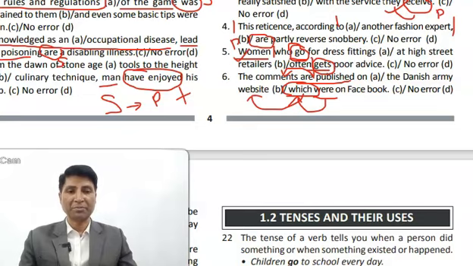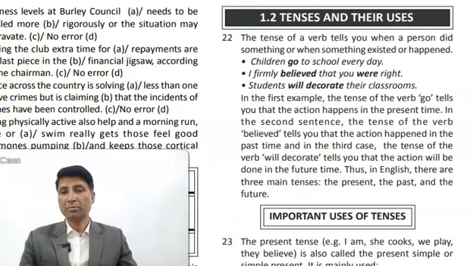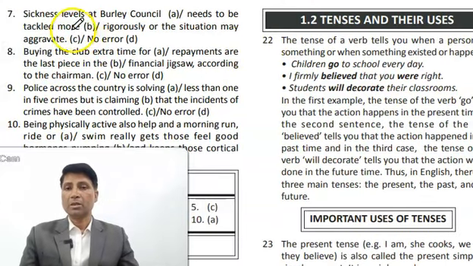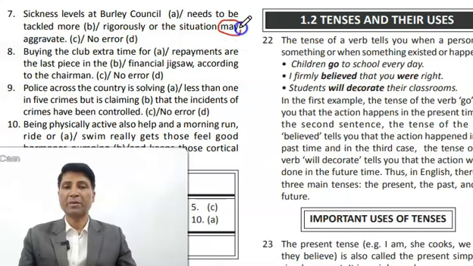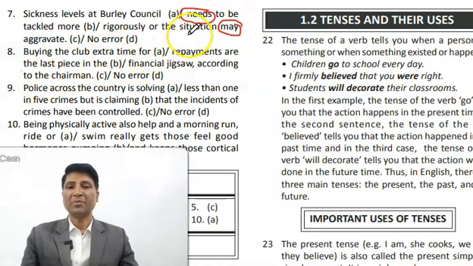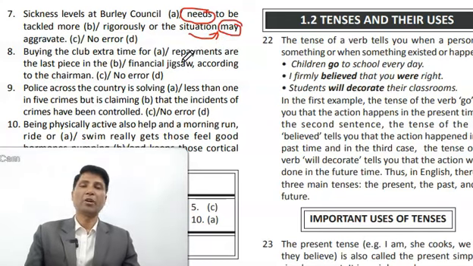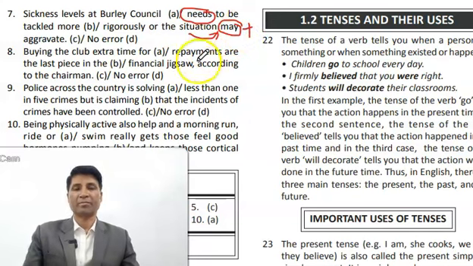Moving on to the next question. Question number 7. Sickness level at Burley Council needs to be tackled more rigorously or the situation may aggravate. Here there are two finite verbs, "may" and "needs". Now I help you. The subject of this verb is "may", and moreover we do not need agreement between a subject and a finite verb. So whenever you get a modal verb, ignore it.